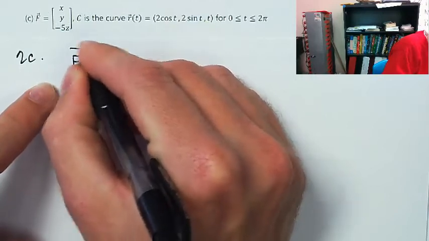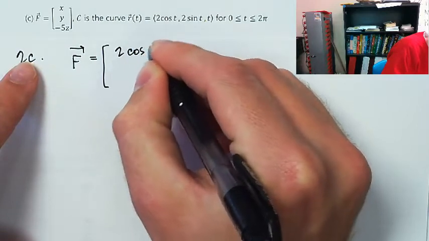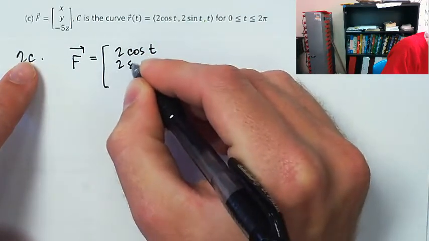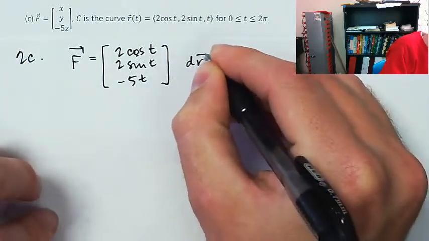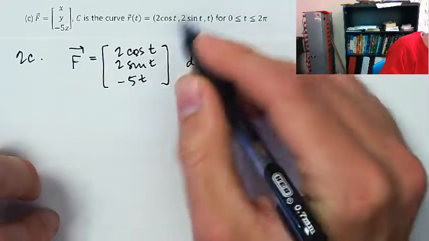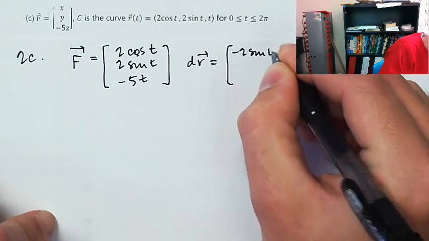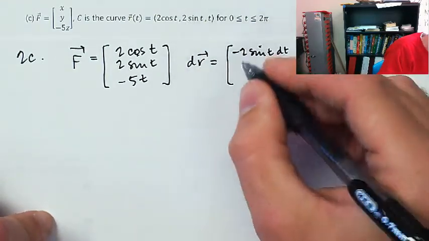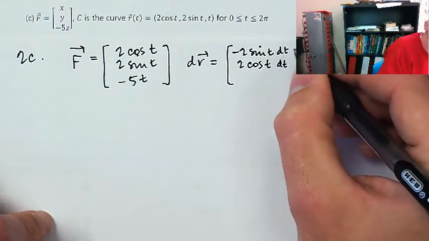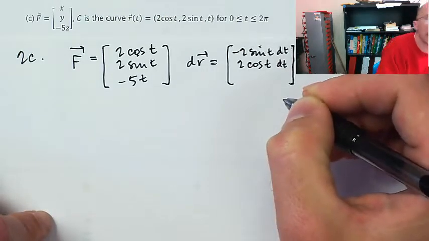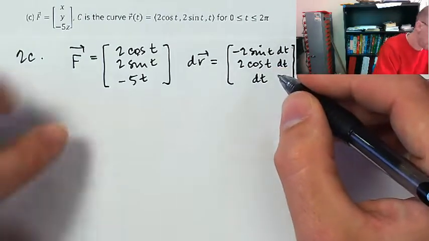Alright, so f in terms of t is going to be (x, y, negative 5z). dr is going to be dx dt, so negative 2 sine t dt, 2 cosine t dt, and 1 dt.